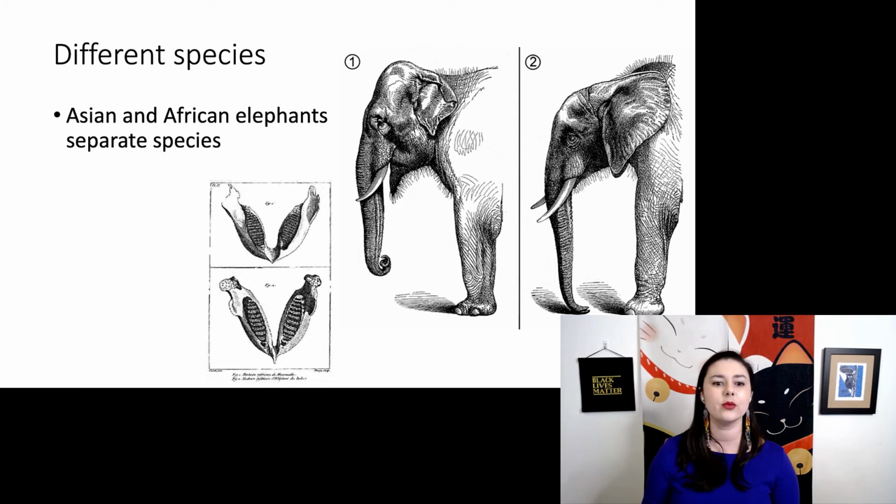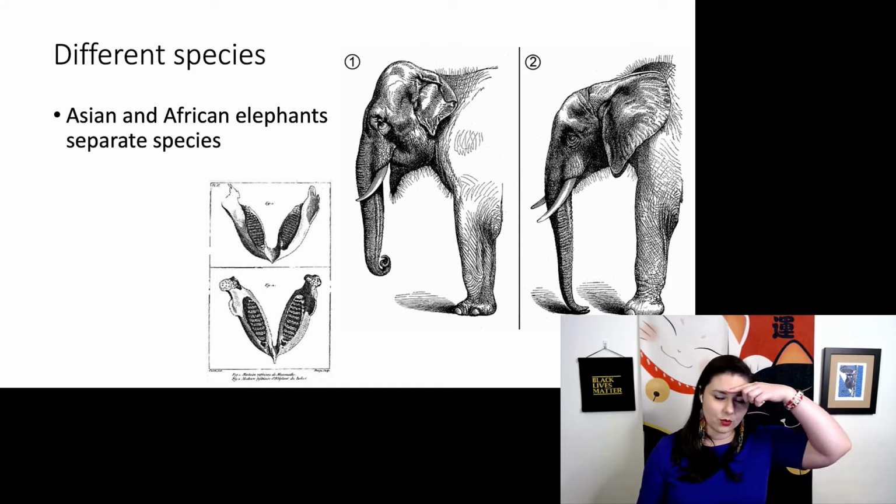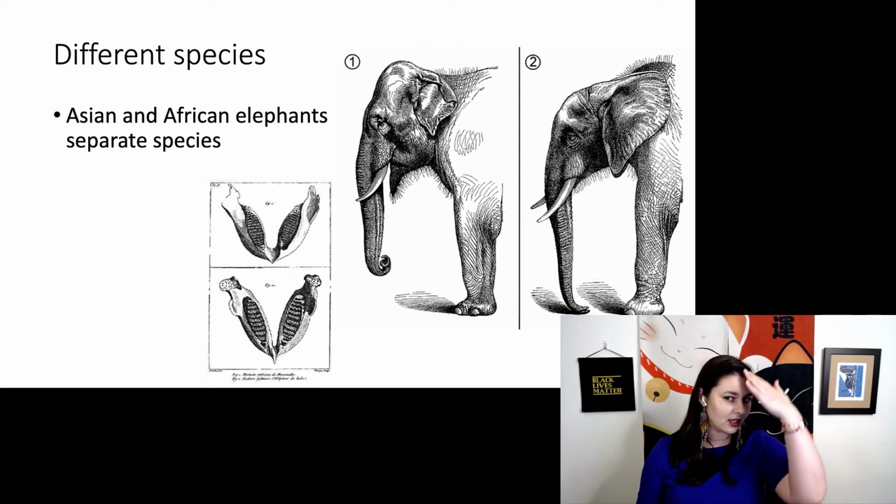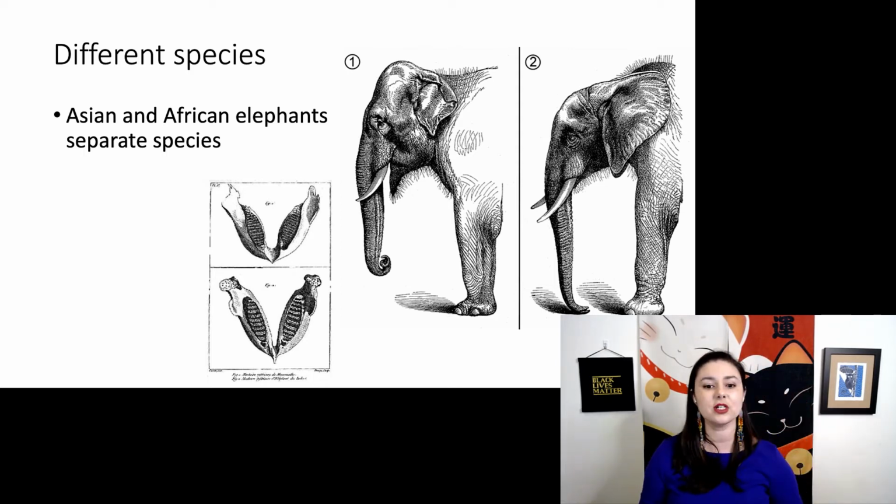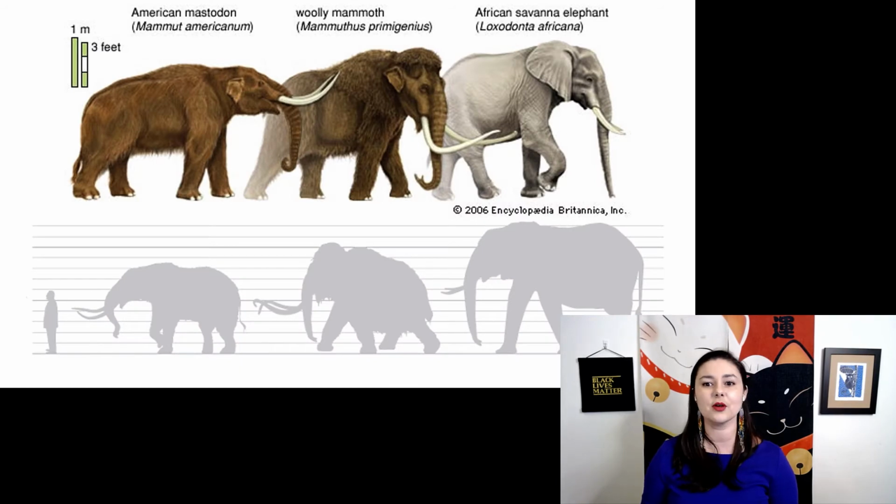So here we have Asian and African elephants, which are separate species. You notice that the Asian elephant kind of has this hump on its head. The African elephant is a little bit more sloped here. They also have slightly different morphology of their teeth. This was originally noticed by Cuvier, a French anatomist. And we can also compare the modern day elephants to fossil elephants. You notice they are much more furred because they lived in colder places.